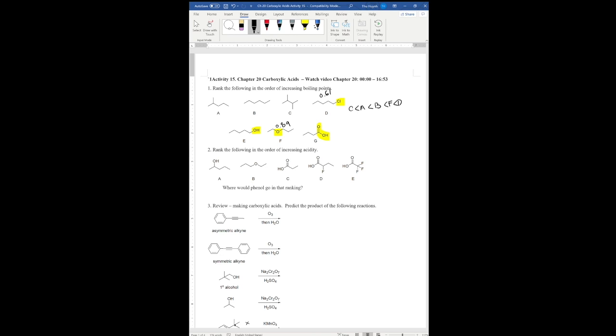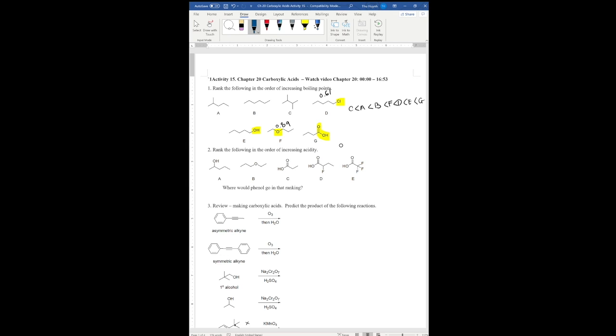When comparing E and G, we can see that both have OH, so that would be your hydrogen bonding. However, G has a carbonyl group, which slightly increases the boiling point. So G would actually have a higher boiling point than E. So this should be your answer. Let's start with number 2.